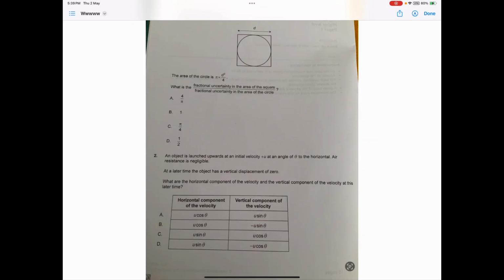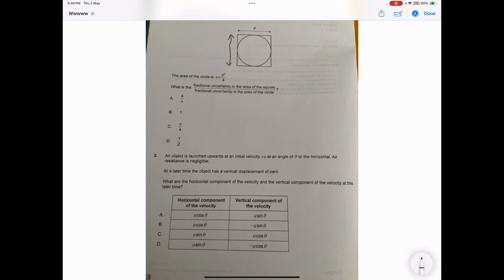Okay, number 1. So we have this circle inside a square, and we have to find the fractional uncertainty in the area of the square over the fractional uncertainty in the area of the circle. Okay, so let's look at the fractional uncertainty in the area of the square. I think that's pretty easy. So this is D. This must be D as well.